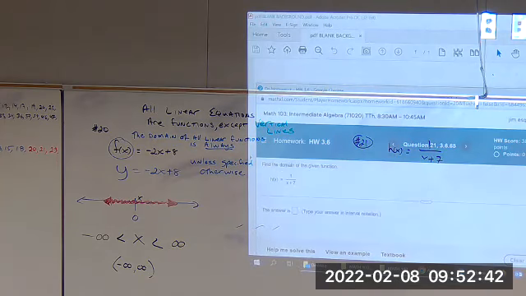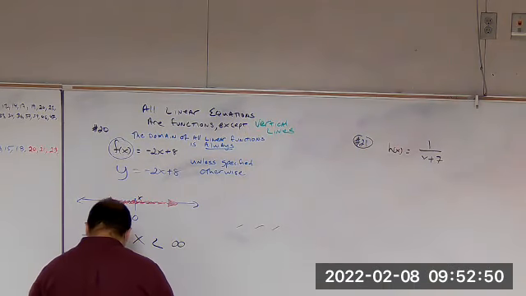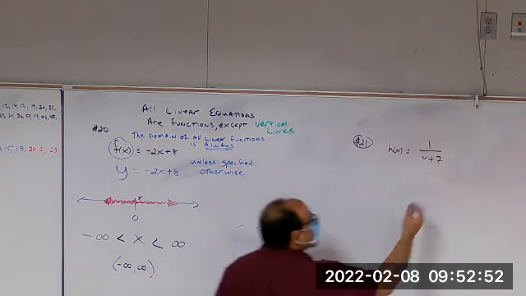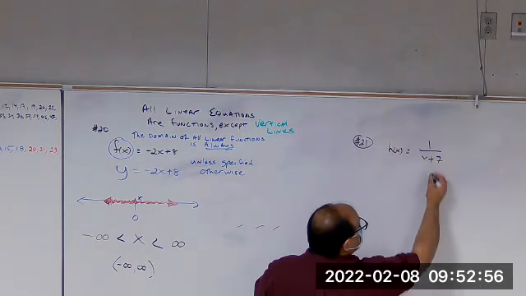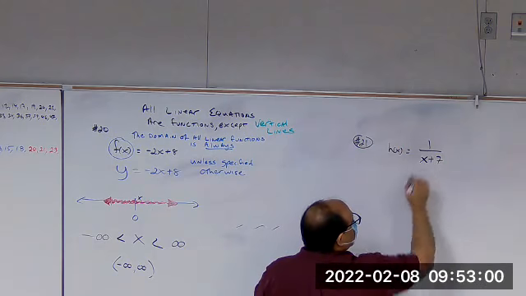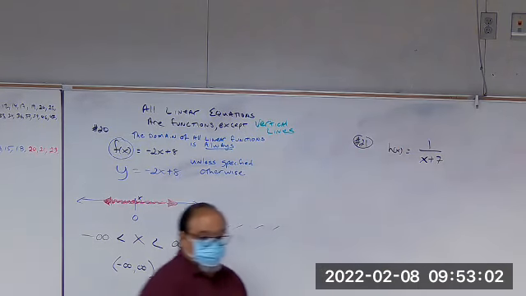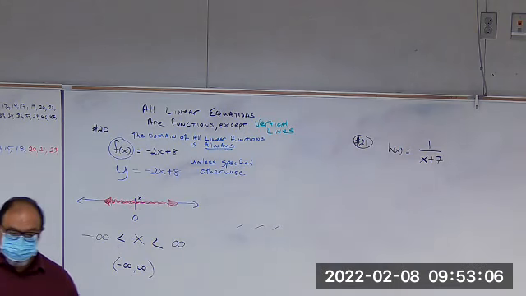This is 21. This is not a linear function. This is not mx plus b. This would be known as a rational function. Rational. Why rational?